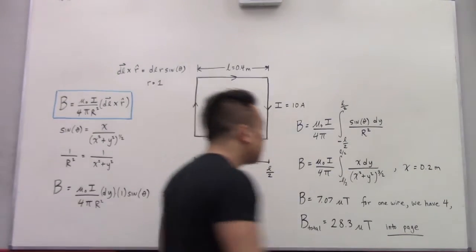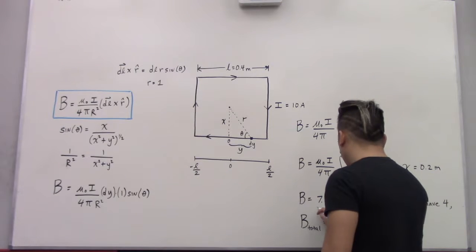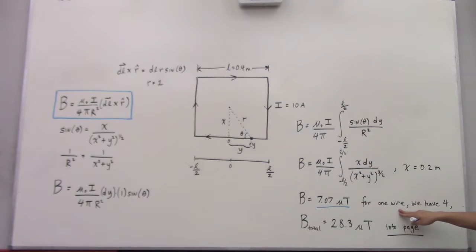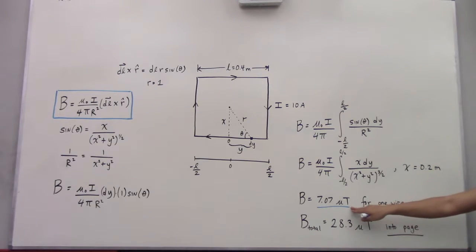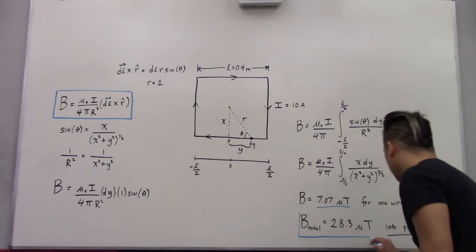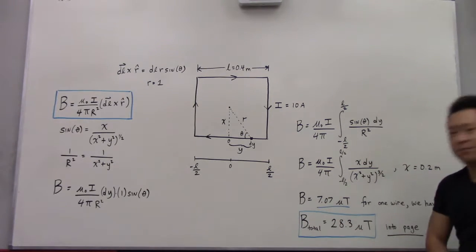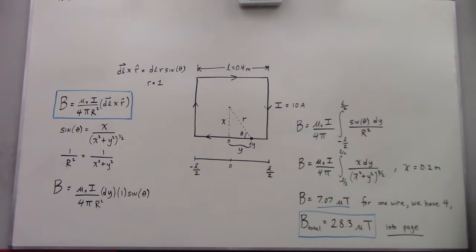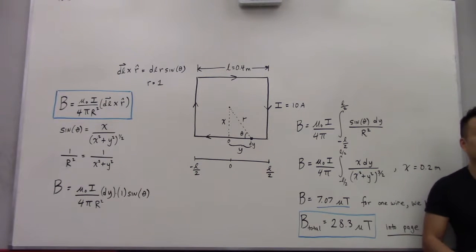And that's just for that one wire. That's just for one wire. And we have 4, right? So we're just going to multiply this by 4. And that's how we get the final answer, 28.3 microteslas, into the page or into the board.